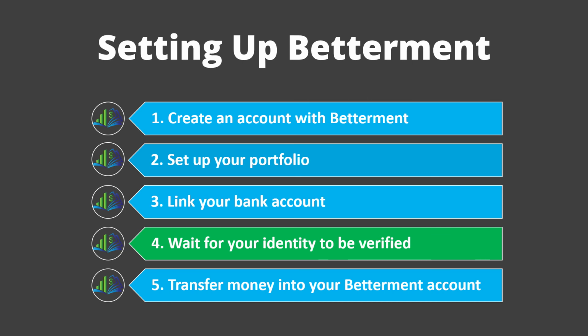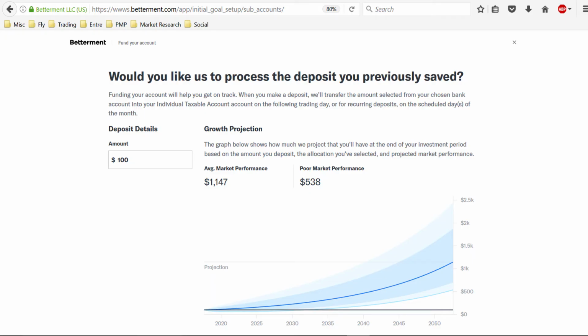Once it's done, you'll get an email saying that you've been verified, and you'll get an email that you can log back into your account and finish transferring money into it, which will take you to step 5, which is to transfer money into your Betterment account to finish the process. So based on the amount you plan to deposit previously, it'll show you a forecast of how much that would grow over time, like we were just looking at, based on the expected performance of your portfolio.